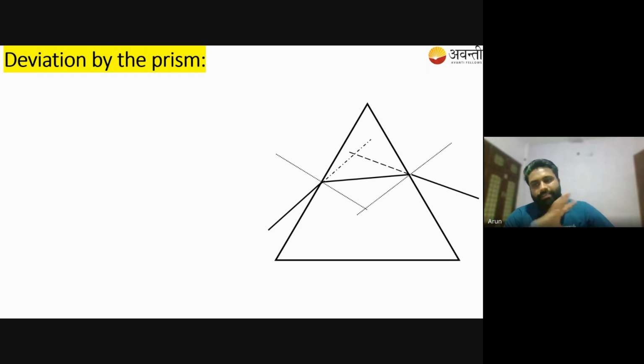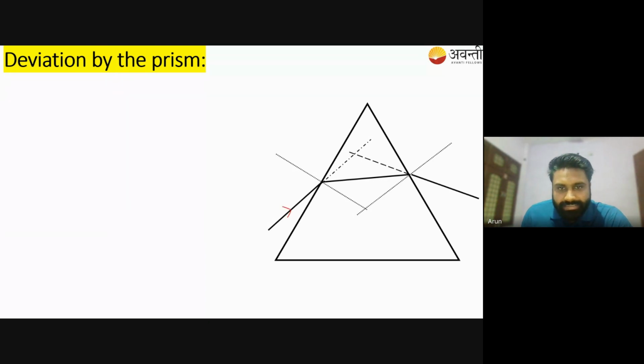I have calculated this in the case of a glass slab. Okay, so now we are going to calculate the deviation by the prism.